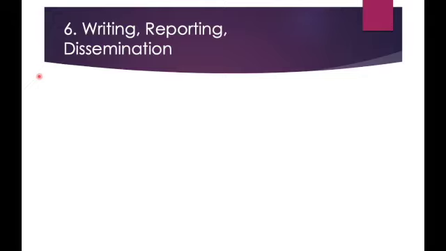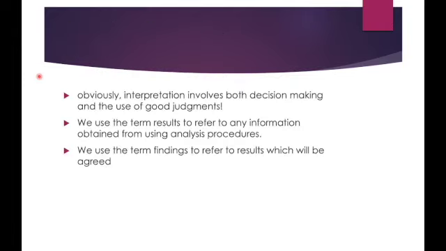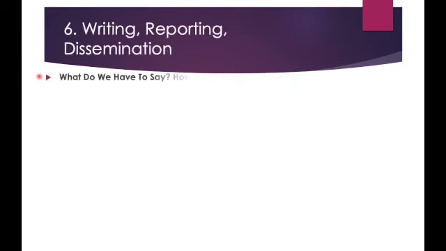So the next component is writing, reporting, and dissemination. What do we have to say? How do we tell the story of our data? After getting the interpretation, you have to be able to present what you have analyzed and what you have interpreted. This could be done by writing, reporting, and dissemination of the results. And the best way is to think of how you will tell it as a story.